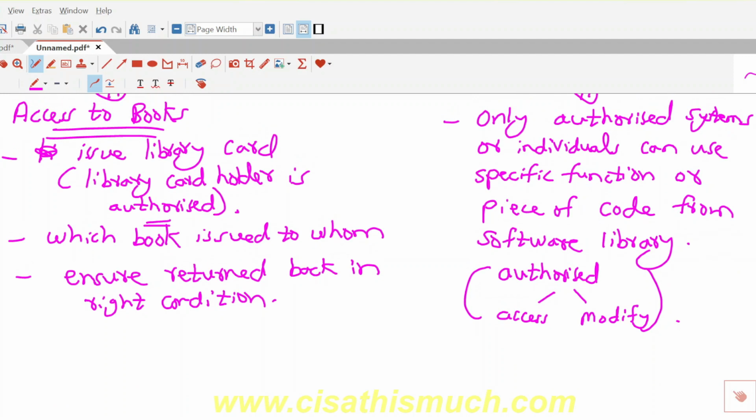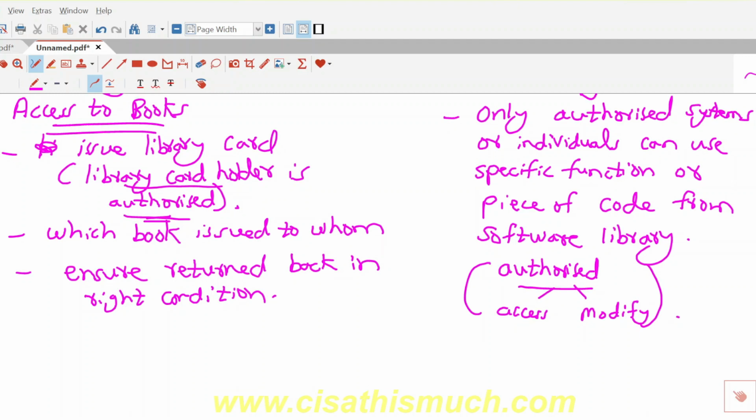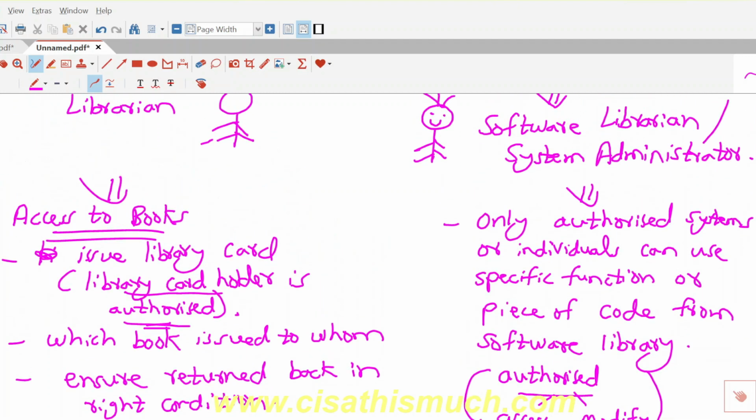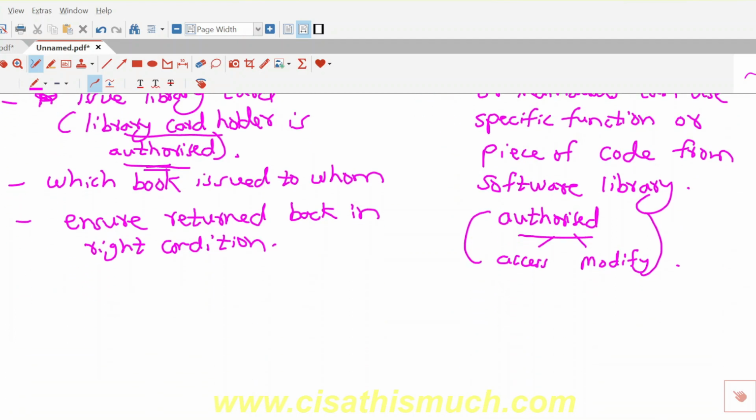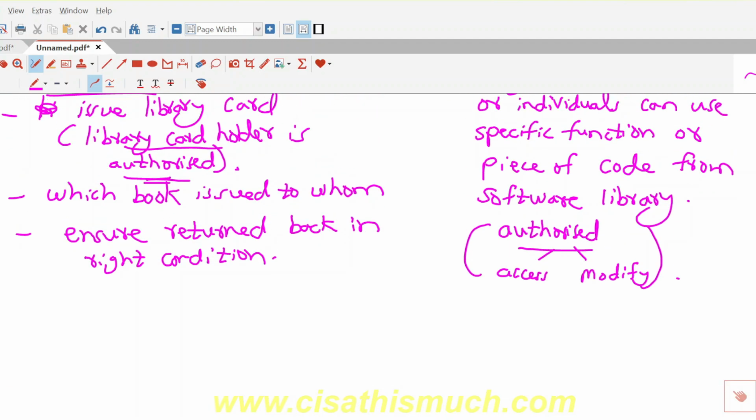So when we say issue library card, what we're trying to connect is that only if you're a member can you access. Similarly here, only if you're authorized. So basically the software librarian is also looking after access to functions, right? All right. Then what else can I write here?